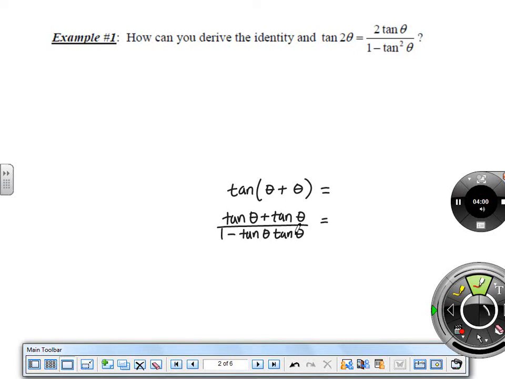So now, because in the numerator I have like terms, this is 2 tangent theta over 1 minus, and here, because they are the same factor multiplying each other, I'm getting tangent squared theta, okay? Which is what I was looking for on the other side. So that's one way that I could verify this. If you have another way, definitely bring it to class on Monday.